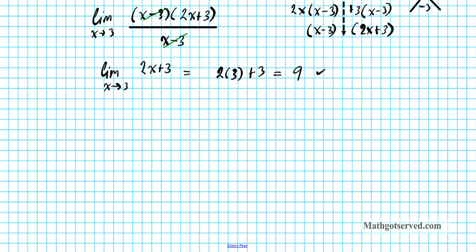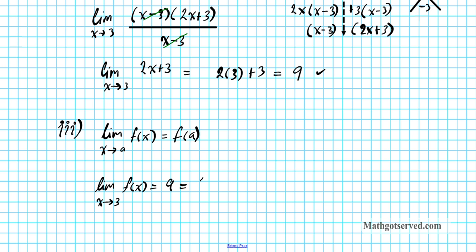Now the final test is test number 3. Does the limit as x approaches a of the function equal the value of the function? Is that the case? And the answer is absolutely. We were just able to establish in part 2 that the limit as x approaches 3 of the function is equal to 9, and that is equal to f of 3. So it passes test 3.